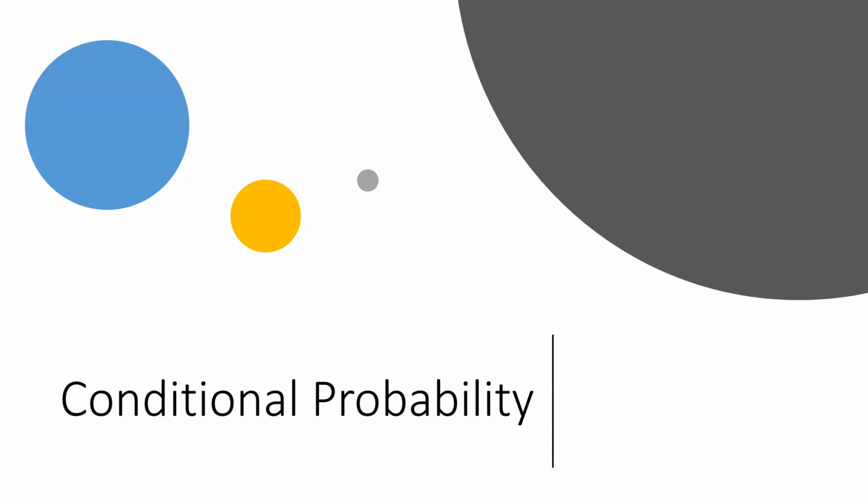This lesson is on conditional probability, which is defined as the measure of the probability of an event occurring given that another event has already occurred.